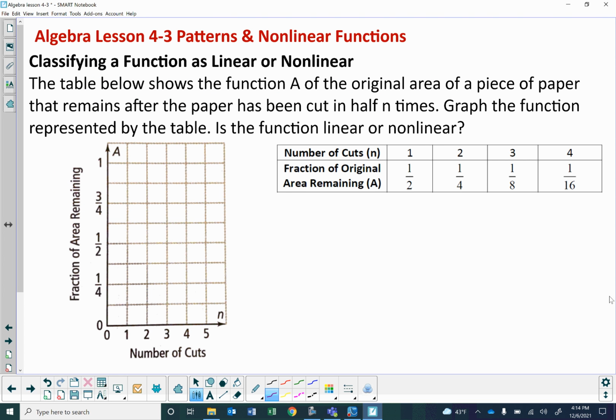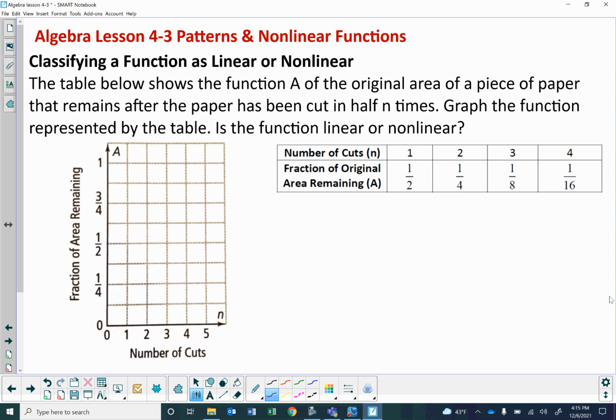Classifying a function as linear or nonlinear. A lot of times if you look at the table, you can't really figure out whether or not it's a linear function until you actually graph the points that are on the table. So the table below shows the function A, the original area of a piece of paper that remains after the paper has been cut in half n times. Graph the function represented by the table and then tell if it's linear or nonlinear.